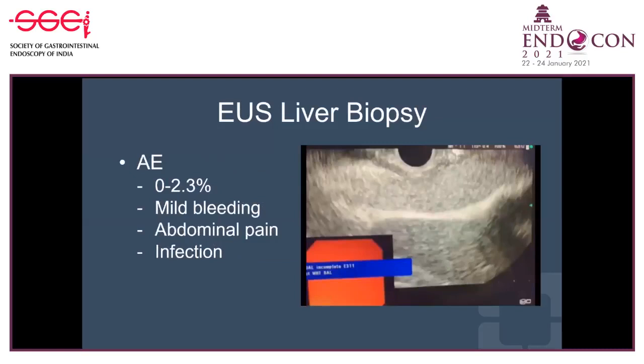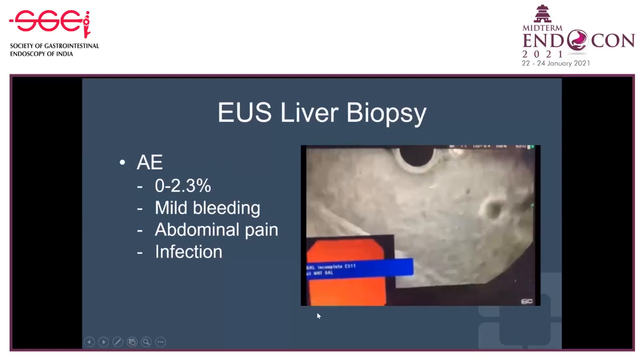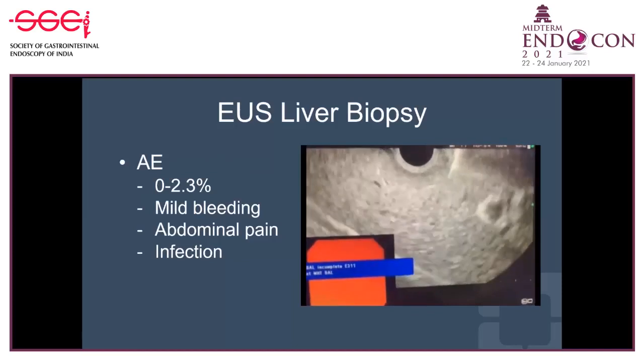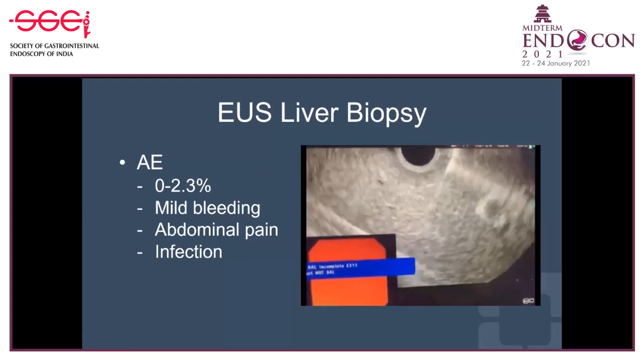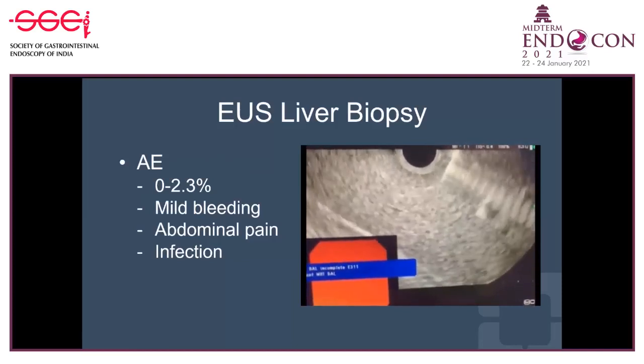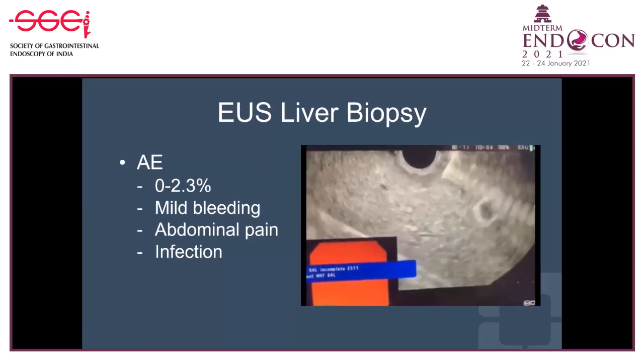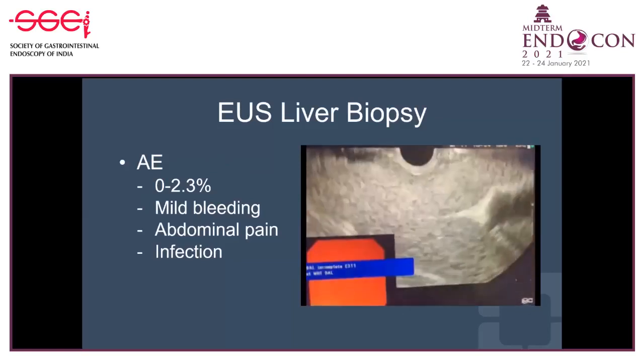There are some adverse events, but all the reports so far suggest they range anywhere from 0 to up to 2.3%, the majority being abdominal pain post-procedure. There are some reports of mild, self-limiting bleeding that can happen in up to 1 to 2% of patients, followed by risks including infection or bile leak, which are extremely rare.